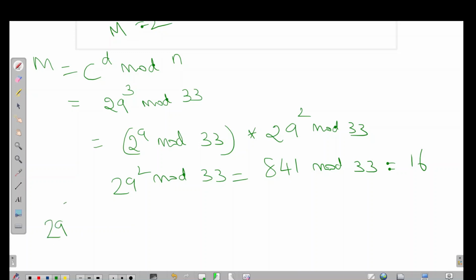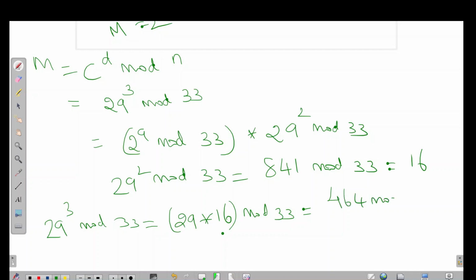So when you take 29 power 3 mod 33, it is equal to 29 into 16, where 29 is for 29 power 1 and 16 is for 29 power 2, mod 33. So that gives 464 mod 33. When you take 464 mod 33, we get the remainder 2. So we got back the message M. This is how we encrypt using the public key 7 comma 33, and we decrypt using the private key 3 comma 33. We are able to get back the original message. This is how the RSA algorithm works.